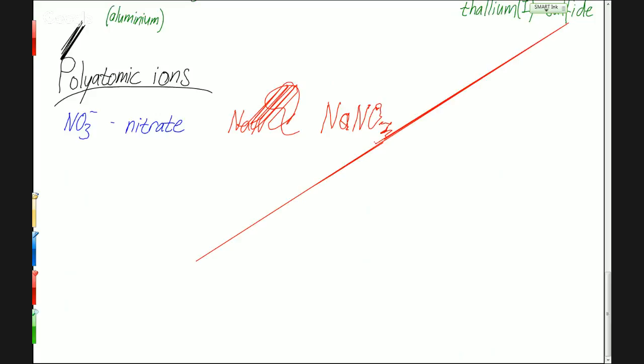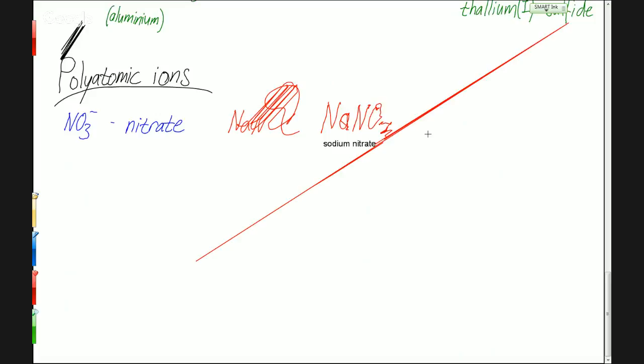NaNO3 is called sodium nitrate. There, fixed it. At least I can type. So that's sodium nitrate. And we use that whole ion name for that.